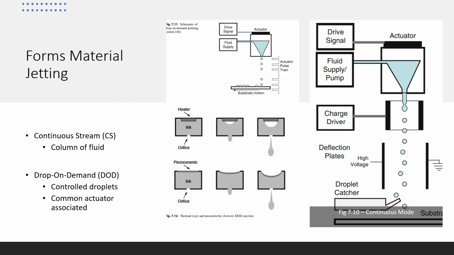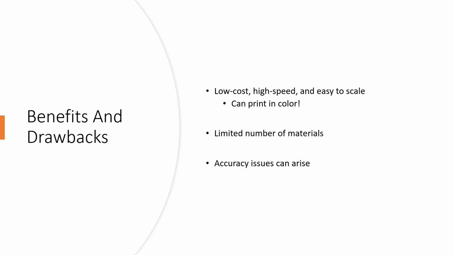Now, the benefits of material jetting are similar to those of other additive manufacturing processes. It's low cost, high speed, easy to scale, and can easily build parts in multiple materials, with an added benefit of color printing. However, there's a limited number of materials that can be used at the moment, and part accuracy does not compare well with other processes. This is especially true with larger parts.